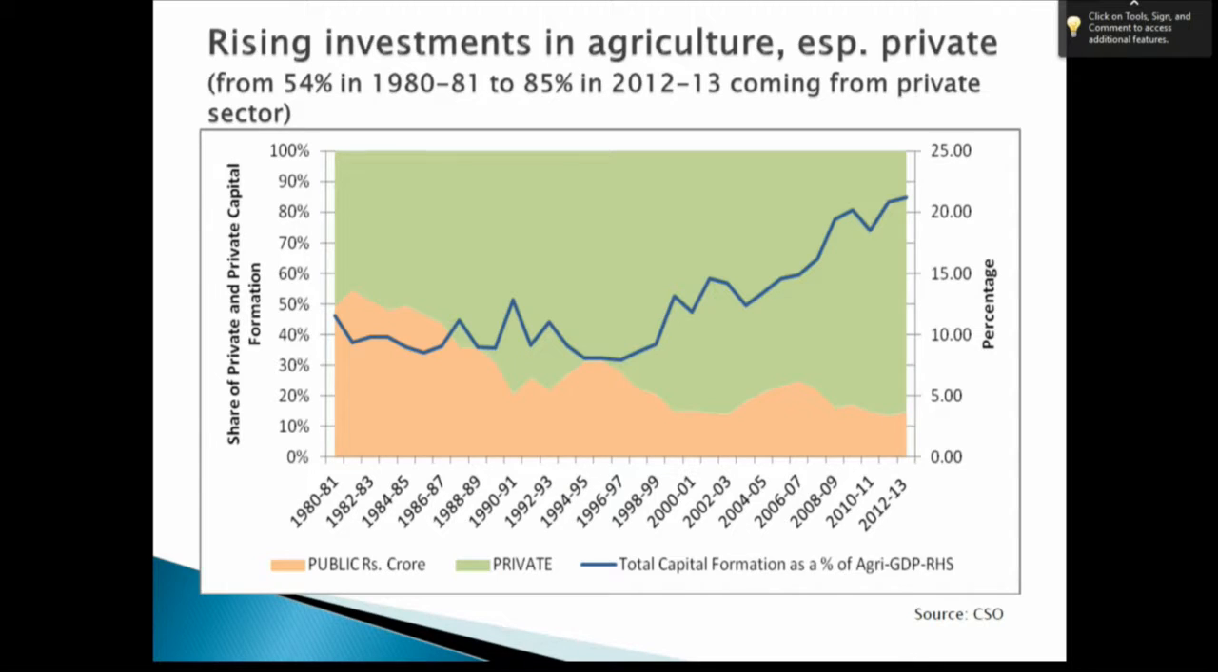And this is an important slide where we see how public and private investments in agriculture have actually changed forms. In 1980-81, the private sector's share in total investments in agriculture was 54%. Today, it's 85%. So total capital formation as a percentage of agri-GDP has gone up from about 10 to 22%. So it's largely the private sector, largely investments into mechanization, that has been happening.